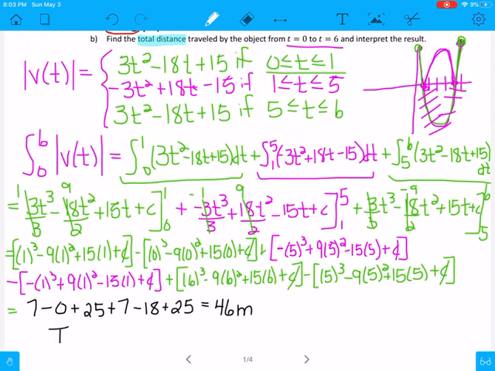So what does that mean? Total distance from 0 less than t less than or equal to 6 is 46 meters. Whereas the other ones were 18 away from their point, because displacement gives you distance away from start. So this one was 46 meters, the total distance that they went. And displacement, you can just use your regular old integral. So that's your first lesson.